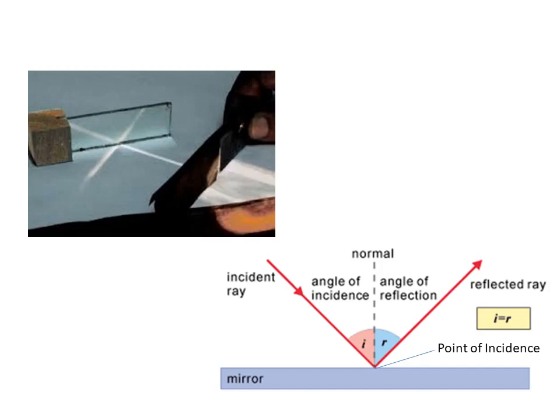Just look at the second diagram. You can see the rays which are falling on this surface. They are called the incident ray. The point at which an incident ray falls is called the point of incidence.